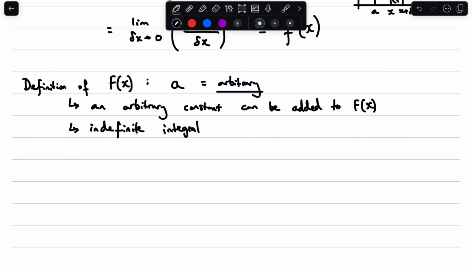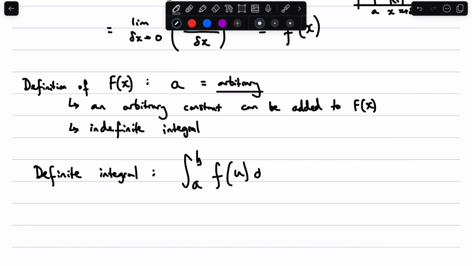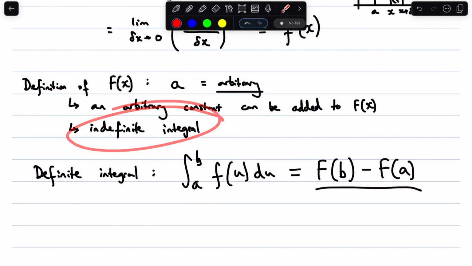In comparison, a definite integral is where our integration is from two fixed constants, a to b. Again, we can do it of f of u du, and this would just be F of b minus F of a, which has a definite answer, as that is just a number. Whereas here, it's indefinite because it still depends on x.